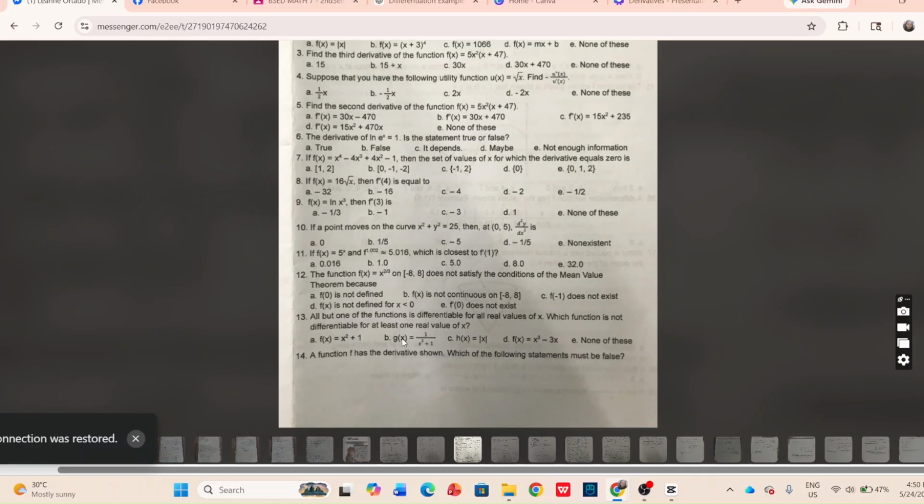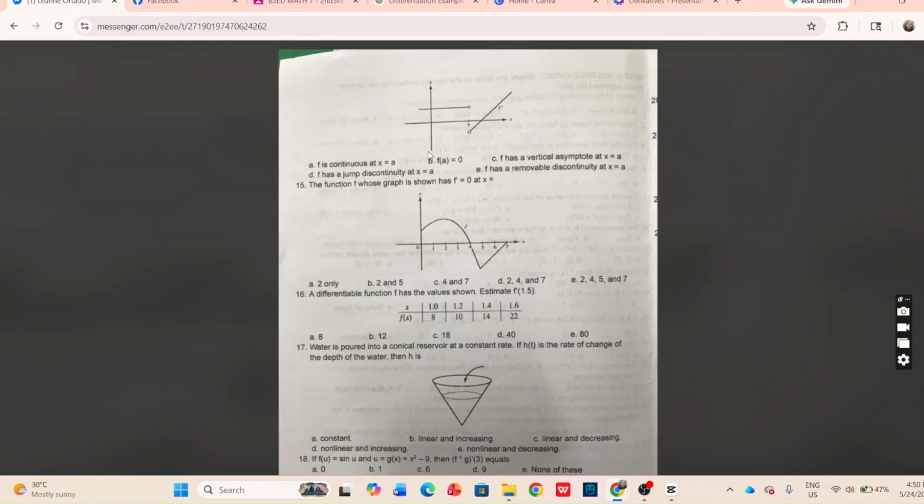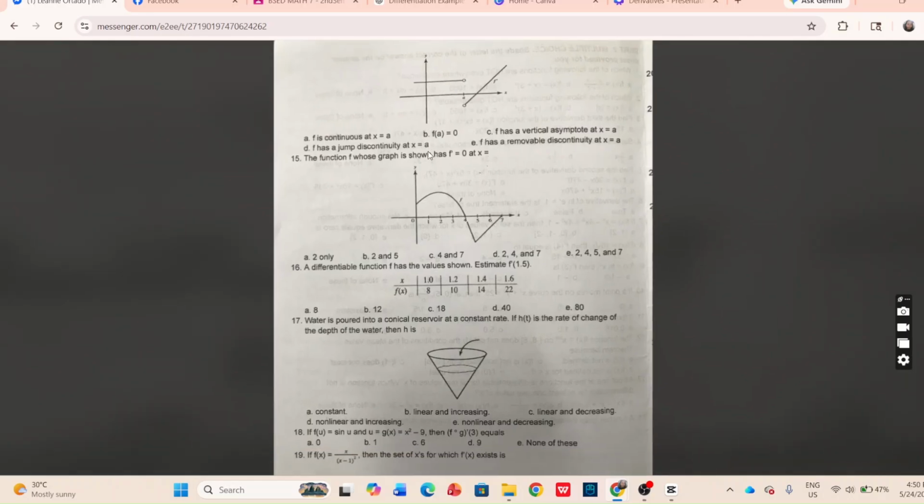Number 14. A function f has the derivative shown. Which of the following statements must be false? So the correct answer for number 14 is letter D. f has a jump discontinuity at x equals a. Because as we can see, it obviously has a jump discontinuity at x equals a.